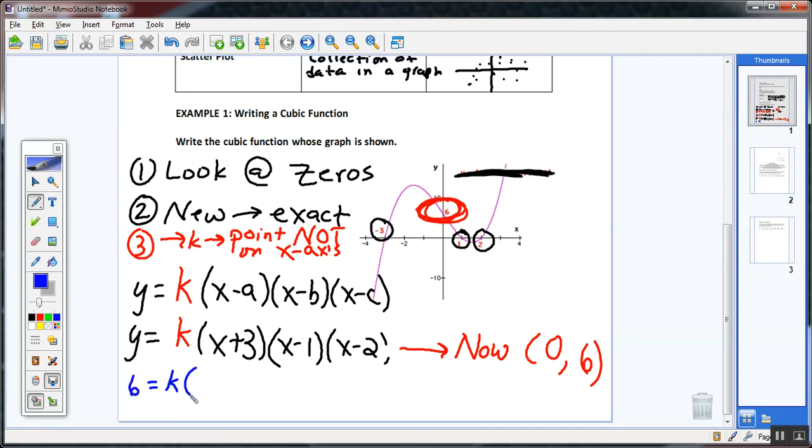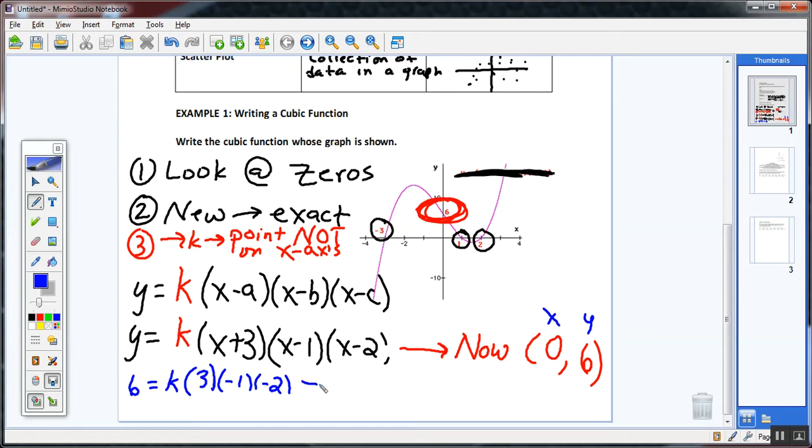All right, and then you're going to have 0 plus 3, right, kids? Which is what? Because I'm plugging 0 in for x and 6 in for y. What is 0 plus 3, kids? What's 0 minus 1? What's 0 minus 2? All right, you help me with the math here. I'm not very good at it, but what's 3 times negative 1? Negative 3 times negative 2 is?